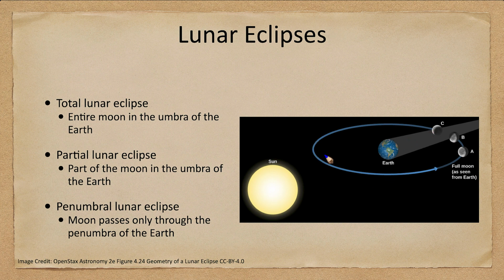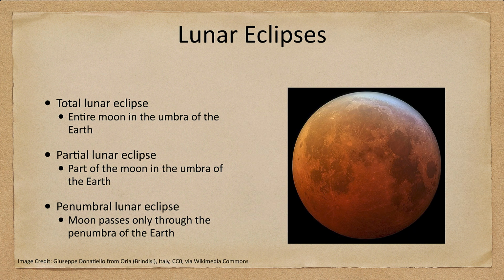In a solar eclipse, the moon was between Earth and sun. In a lunar eclipse, the Earth is between the moon and the sun. It is the Earth's shadow that is casting on the moon. Now let's look at these different types. Here, for example, is a total lunar eclipse where the entire moon is in the umbra.